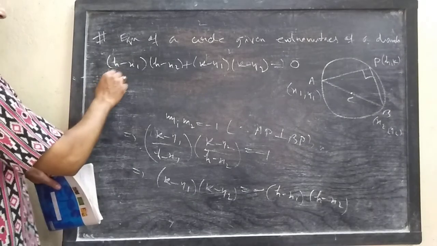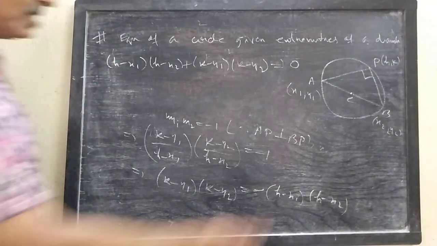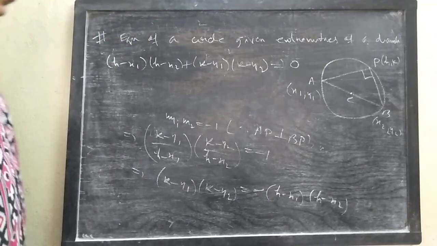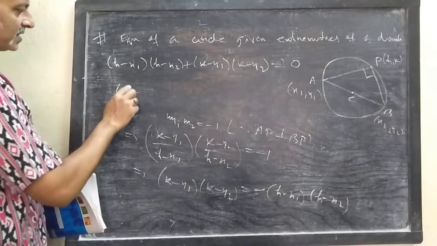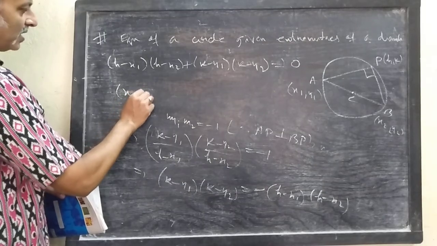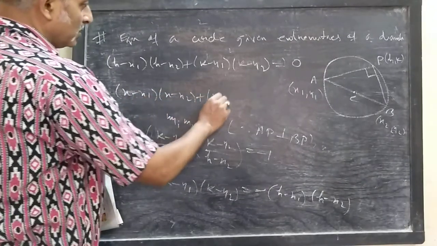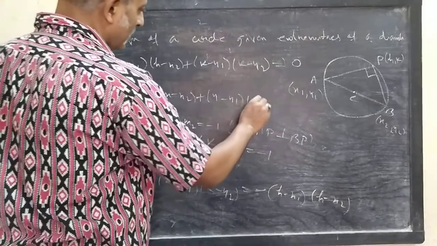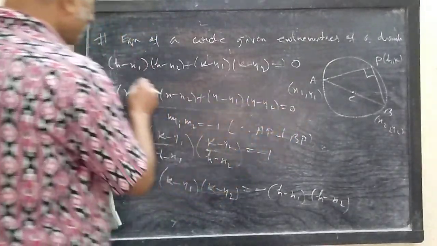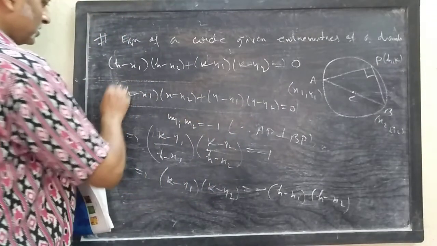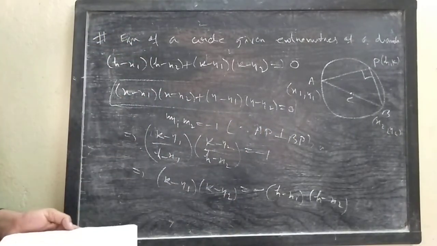So therefore, the locus of the point P(h, k), that is the equation of the circle having AB as one of its diameters, is given by, just replace h by x and k by y, you get (x minus x1)(x minus x2) plus (y minus y1)(y minus y2) equals 0. We have to remember this formula because this will be very useful in different problems.